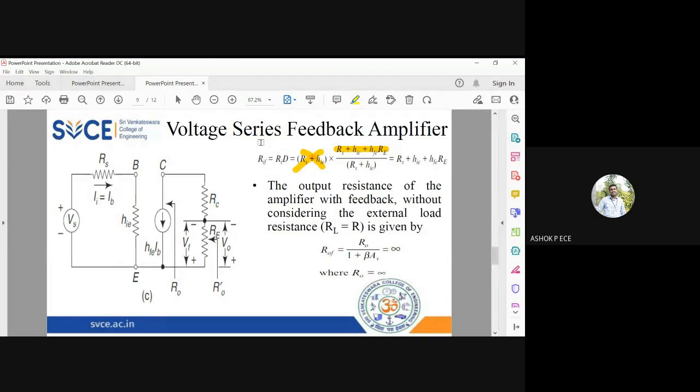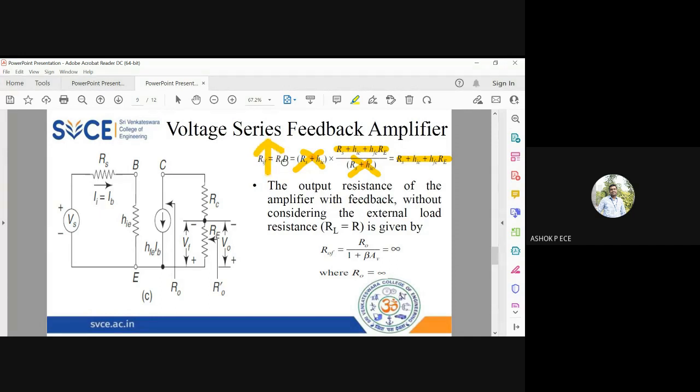Finding RIF equals RI into D, substitute RI here. So this D will get cancelled, and the terms will get cancelled. You can see already we have seen that HFE into RE is a very huge number. So you can see RIF is increasing. So logically, it is working.